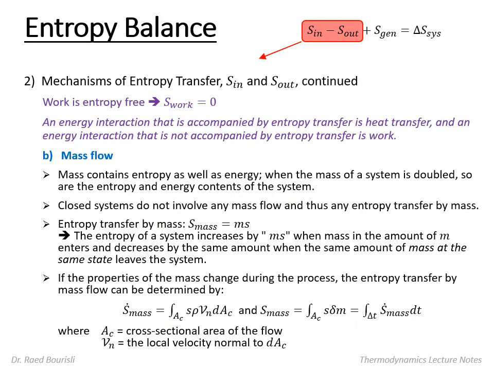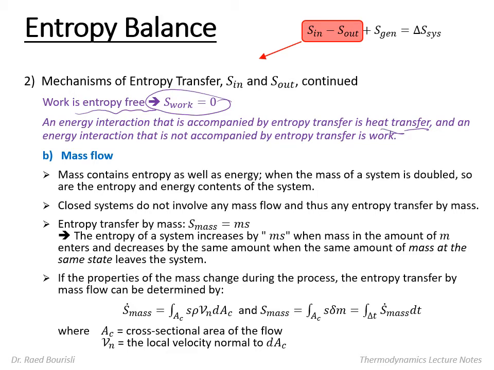Okay. The second thing is the mass flow. Let's first talk about work. We'll say that work is entropy free, so there is no entropy transfer with work. Work is clean energy, it's organized energy. We like work. An energy interaction that is accompanied by entropy transfer is heat transfer.